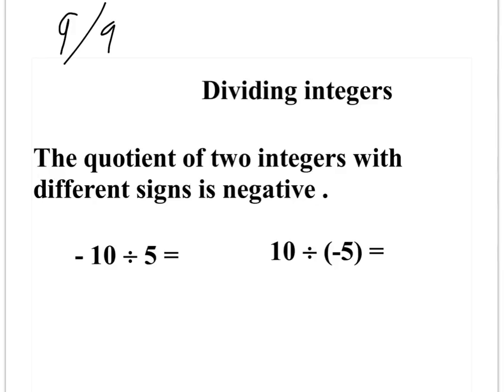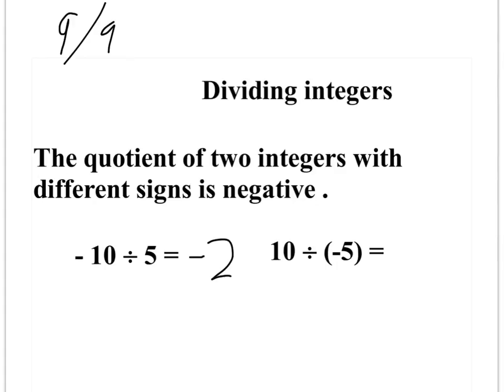So we have negative 10 divided by 5. All I do is look to see what my answer is going to be first. They're opposite signs, so my answer has to be negative, and then I work it out. 10 divided by 5 is 2. So negative 10 divided by 5 is negative 2.